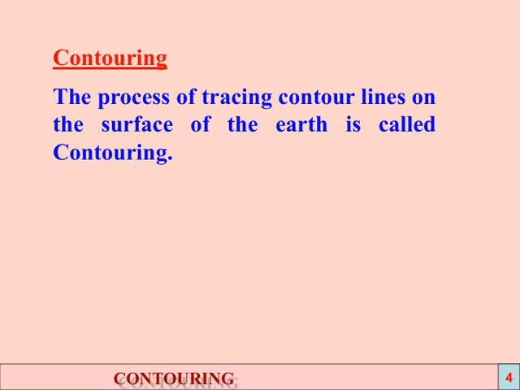This is a fundamental concept in fields like topography, cartography, and geology. By understanding and using contour lines, we can better analyze landforms, plan construction projects, or even navigate through unfamiliar terrain. So, contouring is really about translating the three-dimensional surface of the Earth onto a two-dimensional map, making complex land features easier to interpret and work with.